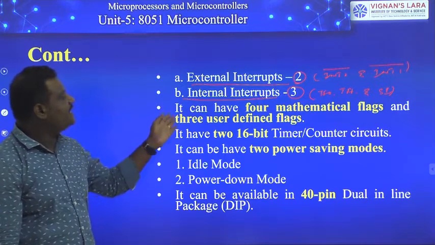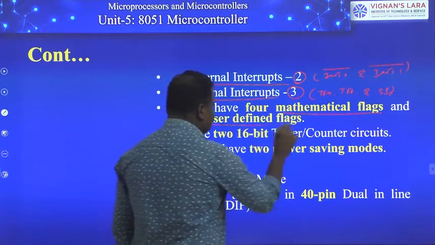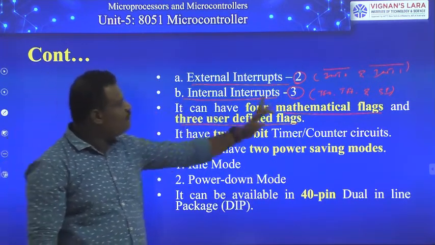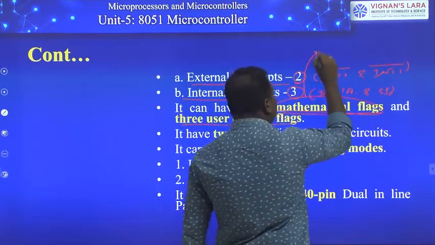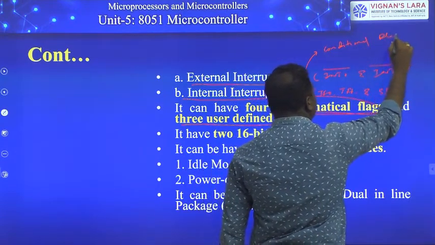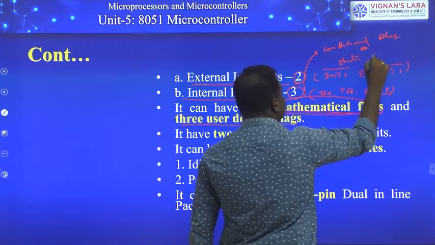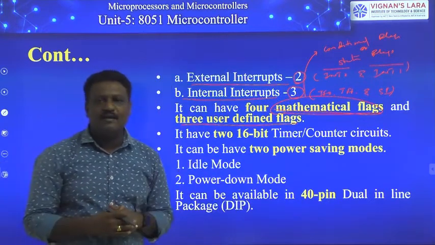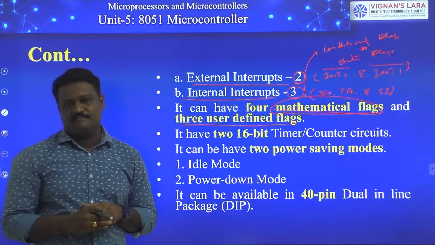And next, it has 4 mathematical flags and 3 user-defined flags. Here, your 8051 has 4 mathematical flags. These 4 mathematical flags we can also call conditional flags or status flags. That is one thing, and the second thing is that these are also called status flags.